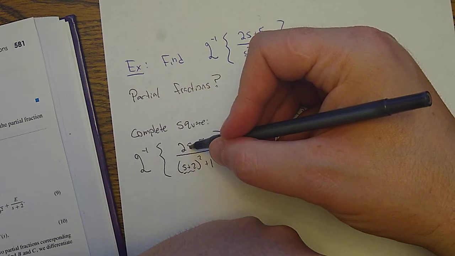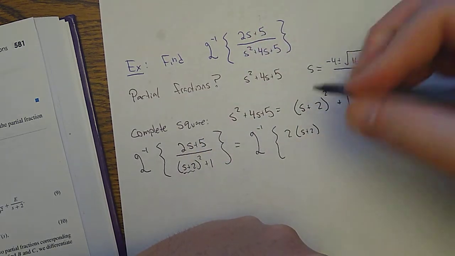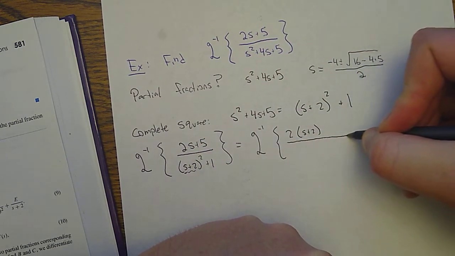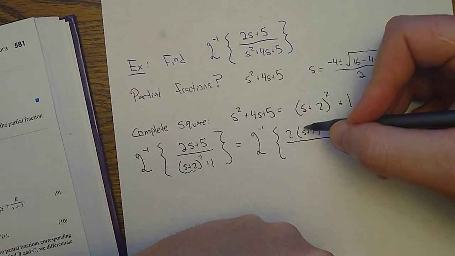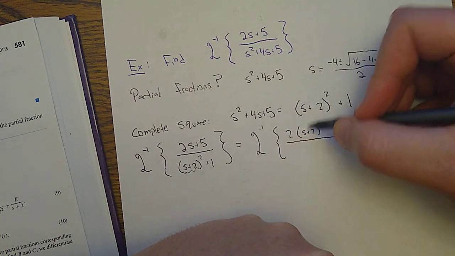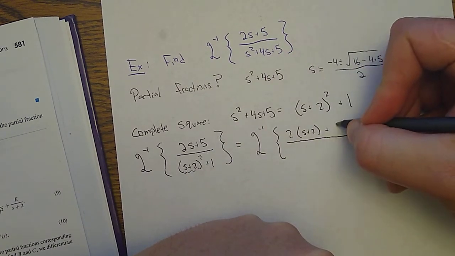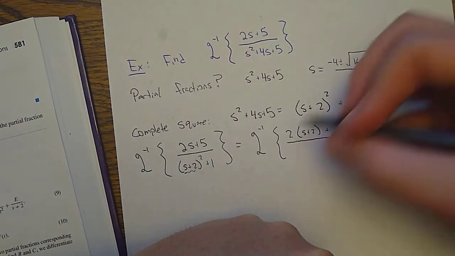I don't like this s all by itself. I would like this in parentheses as an s plus 2. Of course, I can't just do that. That changes things because this is 4, what I had was 5, so I make up the difference.